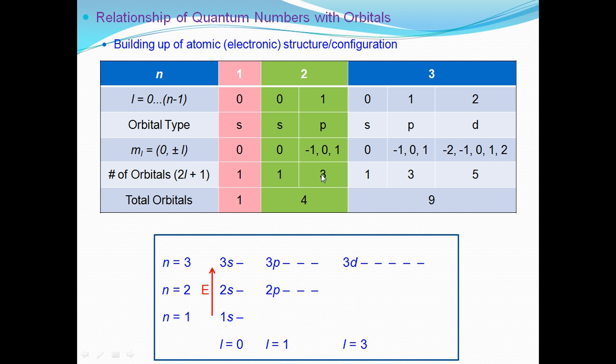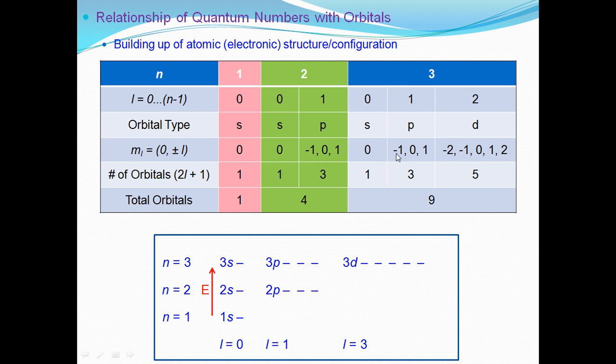And when n is equal to 3, L is equal to 0 up to n minus 1. Since n is equal to 3, the maximum value of L is 3 minus 1, which is 2, and therefore the values of L are 0, 1, and 2. For the 0, we know that that's an s orbital, and ml is equal to 0, and there is only one s orbital. For when L is equal to 1, that's a p orbital.